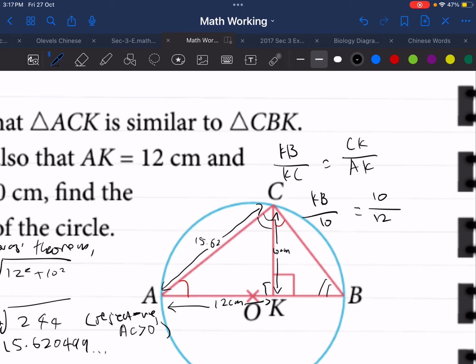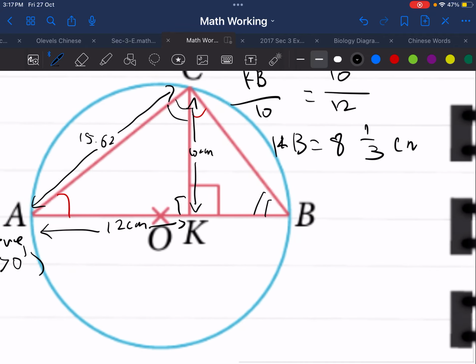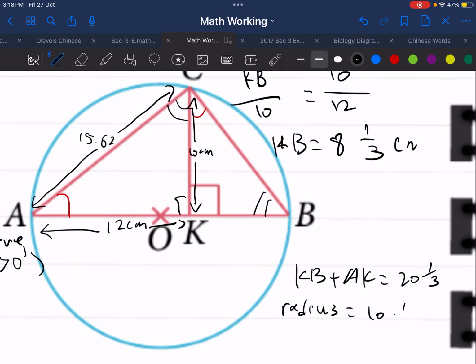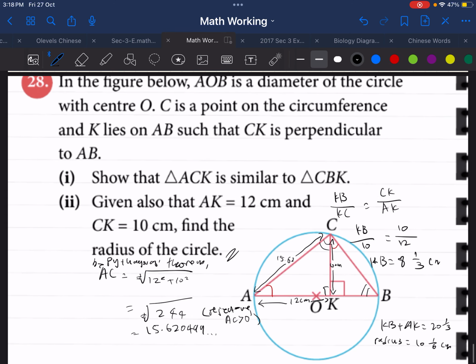So KB will be equal to, multiplying both sides by 10, 100 over 12. Let's find the exact value: 8 and 1/3, so KB is 8 and 1/3 cm. Adding together, KB plus AK will be equal to 20 and 1/3. So the radius will be 10 and 1/6 cm. That's the answer. Radius is 10 and 1/6 cm.